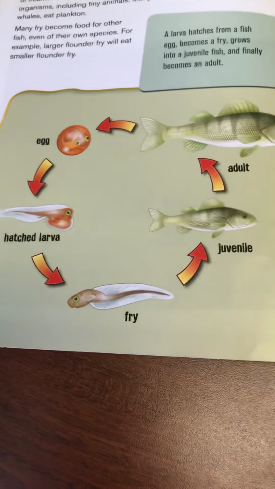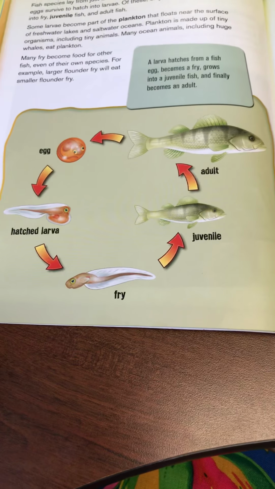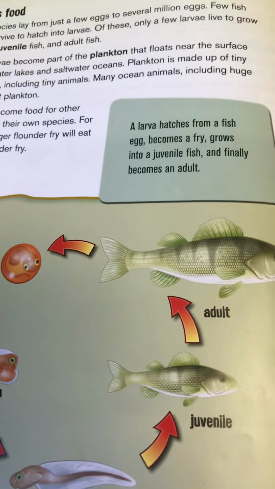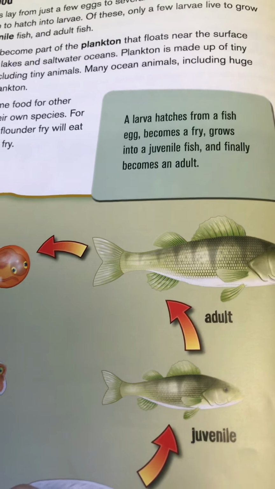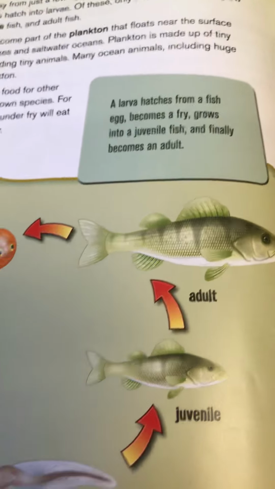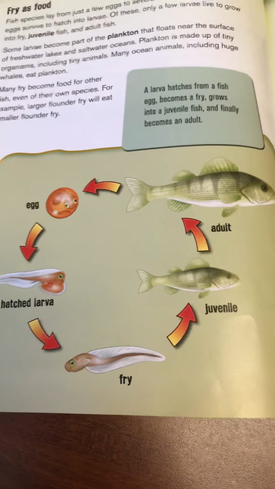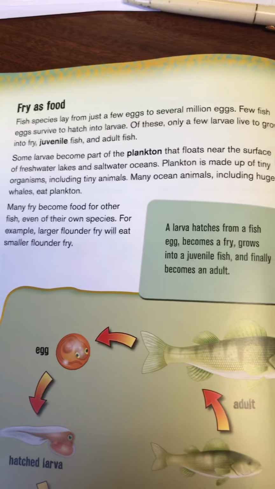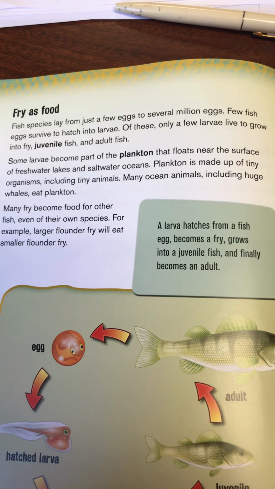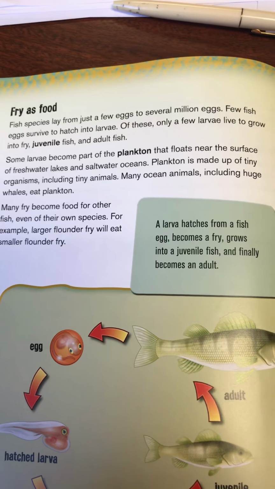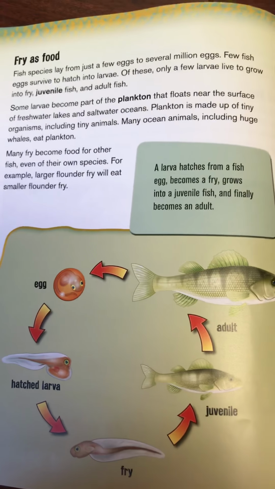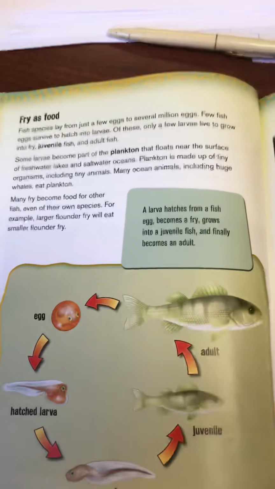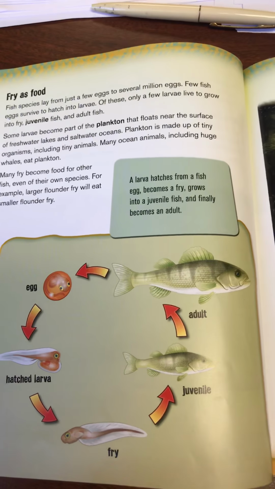Right here is the life cycle of a fish. A larva hatches from a fish egg, becomes a fry, grows into a juvenile fish, and finally becomes an adult. Fry is food. Fish species lay from just a few eggs to several million eggs. Few fish eggs survive to hatch into larvae. Only a few larvae live to grow into fry, juvenile fish, and adult fish.